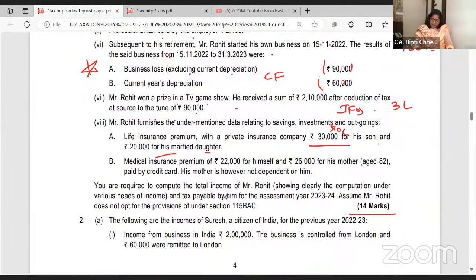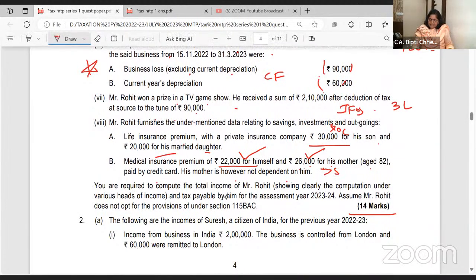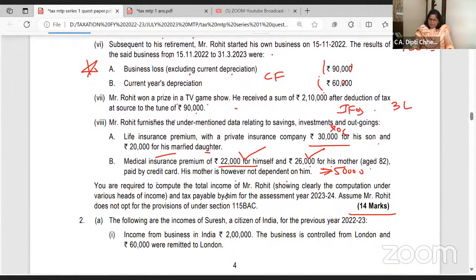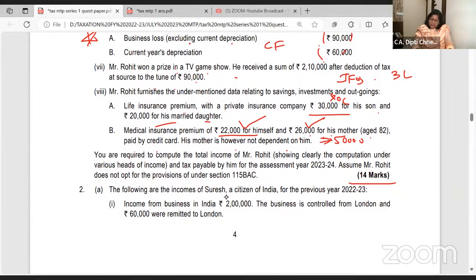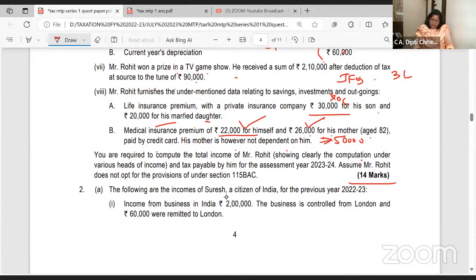Commission to hai nahi. Mediclaim 22,000 for self allowed. 26,000 for mother. And mother is not dependent. Still allowed. For parents, because they are senior citizens, the limit is 50,000, dependent or not. So it is allowed. And he is computing income under various heads, calculate tax, assuming he does not opt. So tax liability, yahan se notebook.